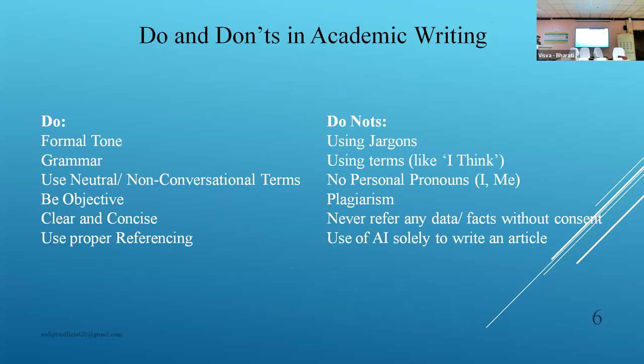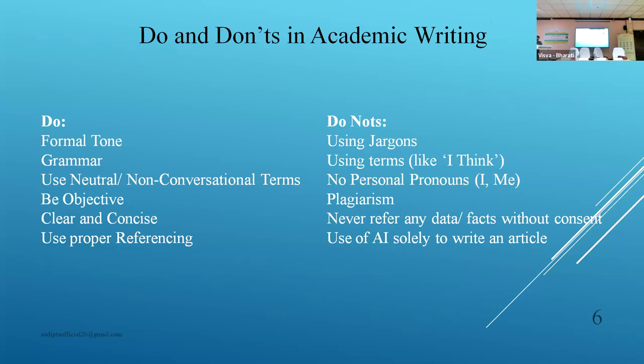Okay, so what are the do's and don'ts in academic writing? I think most of us know what the do's and don'ts are because we have the RPE course here. The do's are: it should be in a formal tone, the grammar should be correct, use neutral words, don't use any biased words, be objective, clear and concise, and use proper referencing. In don'ts, we have: don't use jargon.